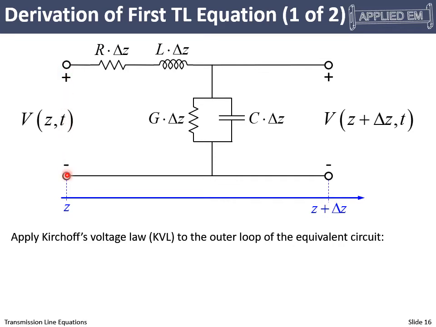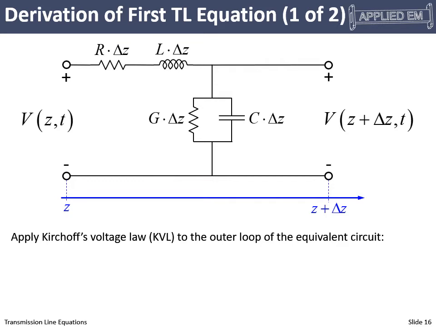At the input of our little segment of the transmission line, we have a voltage, and we just call that V of Z at T. And at the output, we have another voltage that is at Z plus delta Z. So the first thing we'll do is apply Kirchhoff's voltage law around the outer loop of the circuit. So this is the loop we're going to take.